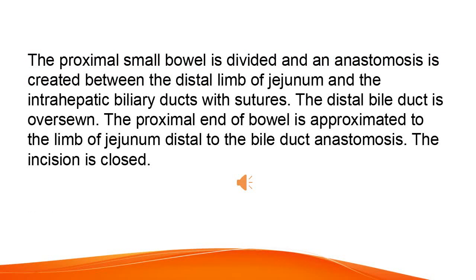The proximal small bowel is divided and an anastomosis is created between the distal limb of jejunum and the intrahepatic biliary ducts with sutures. The distal bile duct is oversewn. The proximal end of bowel is approximated to the limb of jejunum distal to the bile duct anastomosis. The incision is closed.